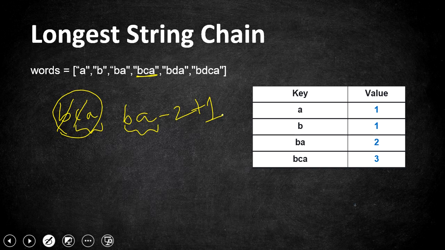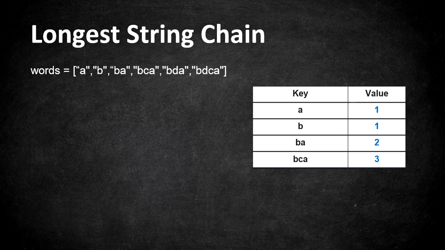Also, we have deleted C and checked. In that case, we are going to delete A and check BC, whether BC is present in our hash map or not. BC is not present, so it cannot be part of any long chain. So far the possible place of BCA can be 3. We updated our table with that. Now moving on to the next word, BDA.